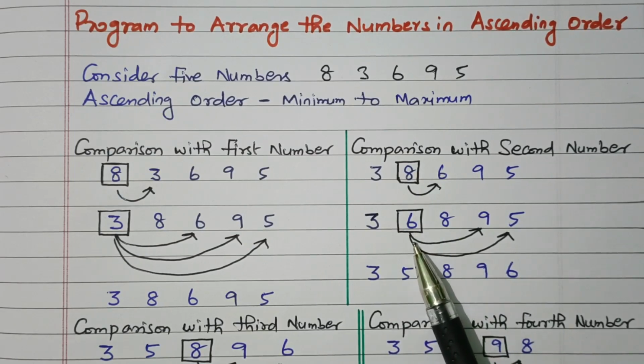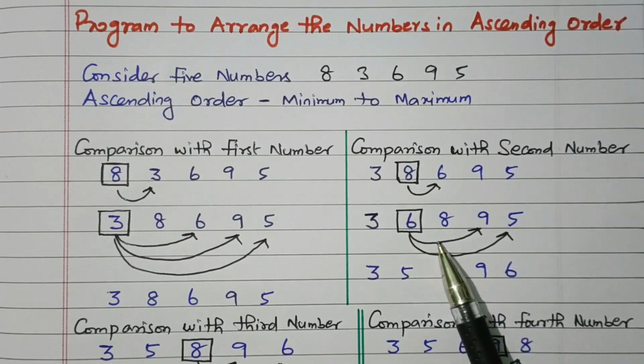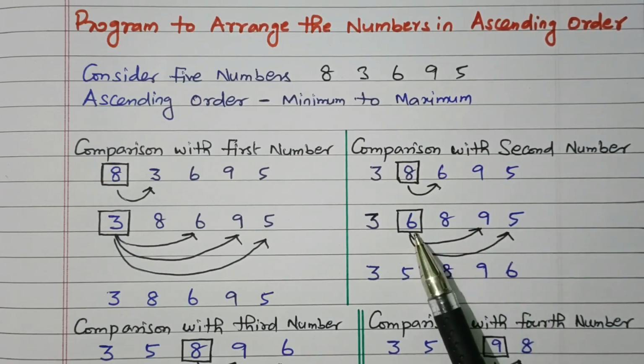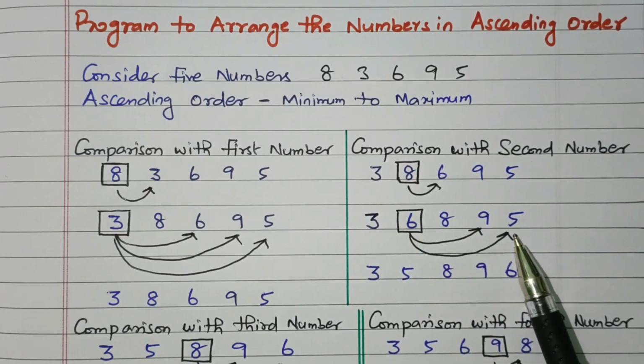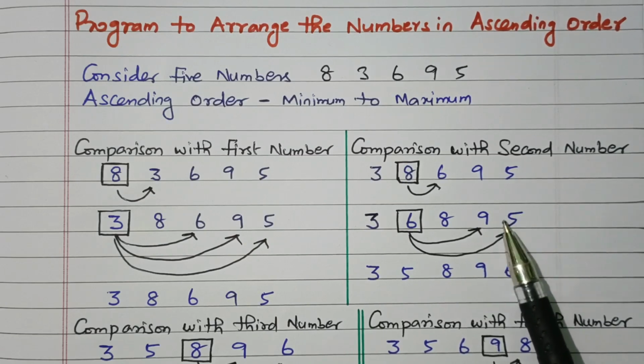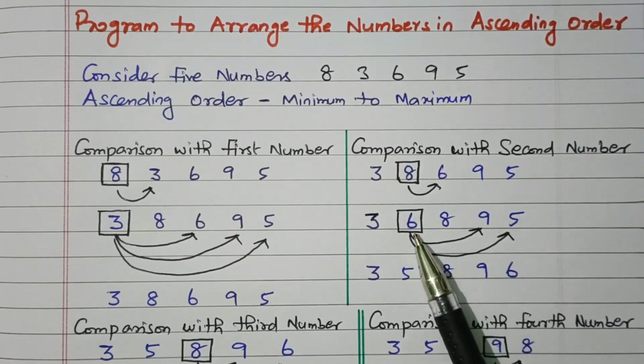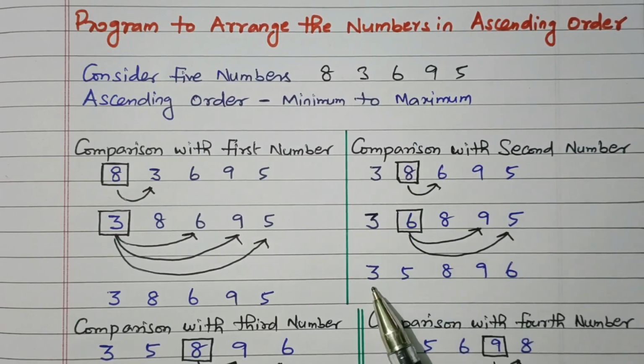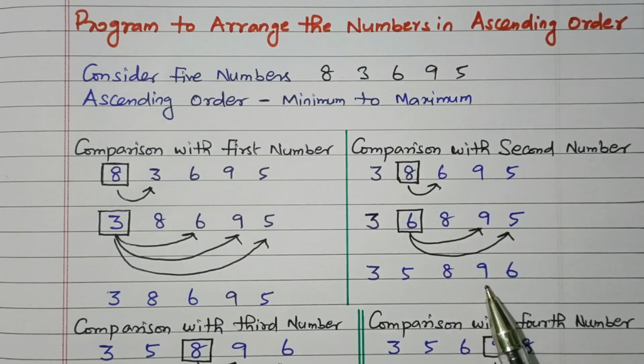Now the second position number becomes 6, and that is compared with the fourth number. The fourth number is 9, it is greater than this number, so no need to exchange. This second number is compared with the fifth number, and this fifth number is lesser than 6, so that is also exchanged. Now 5 is placed in the second position, 6 is placed in the fifth position, right? So the second number comparison is over. After that replacement, what we got? 3, 5, 8, 9, 6.